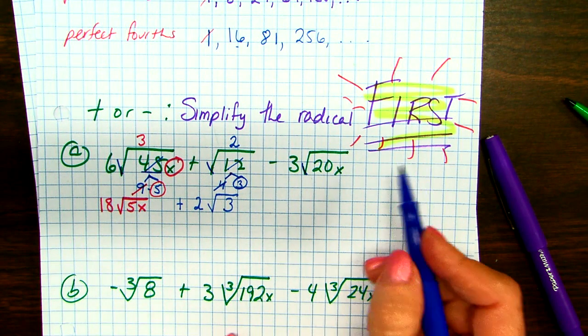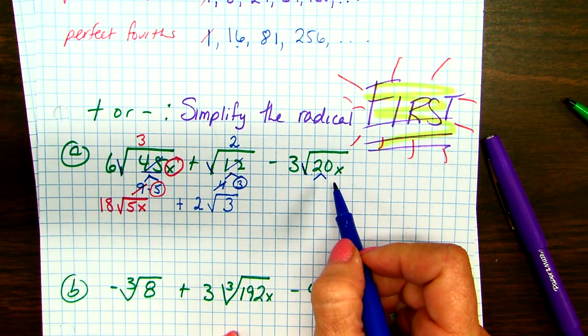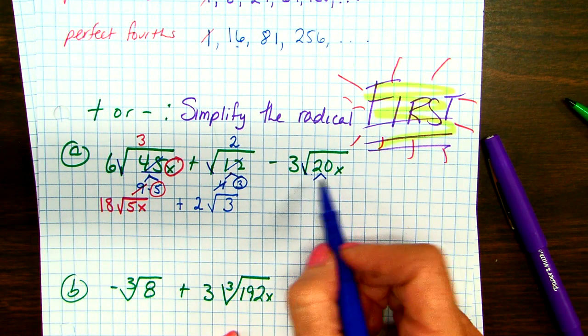One more. 20 becomes what two numbers? 4 and 5.